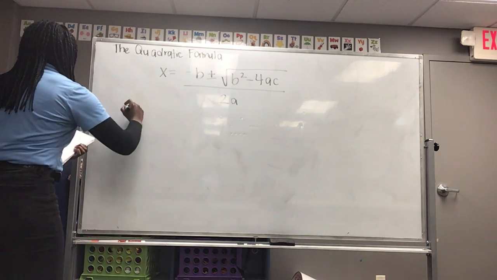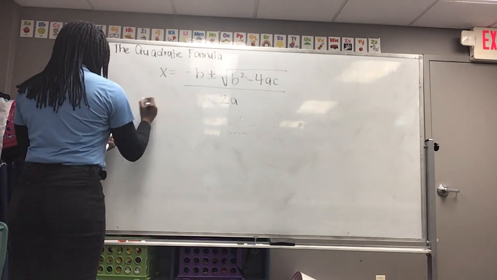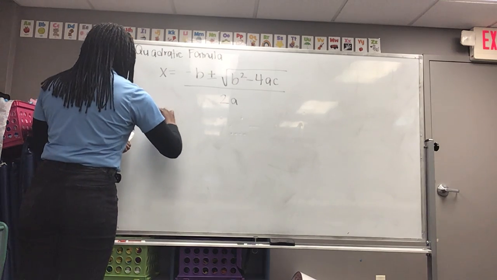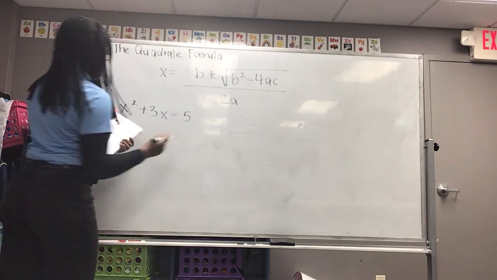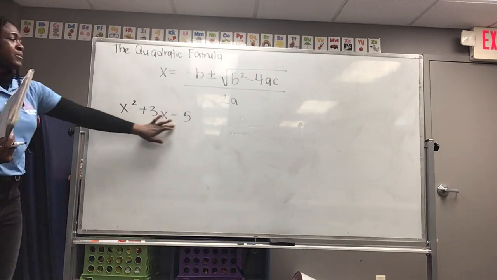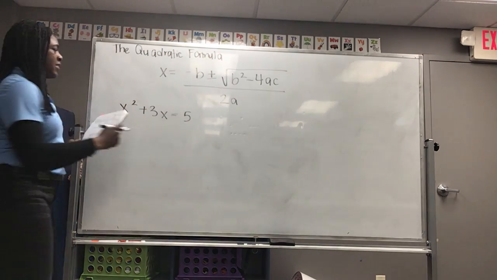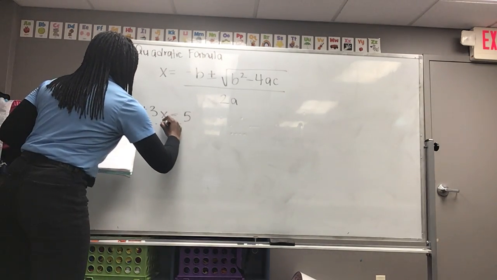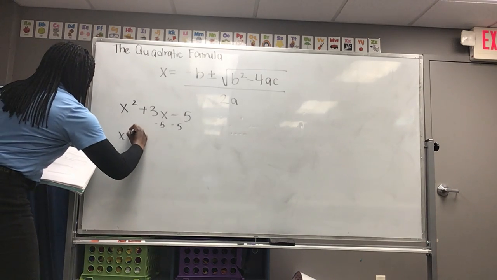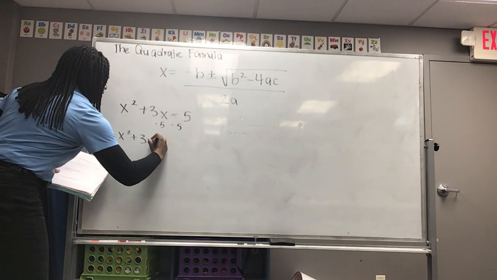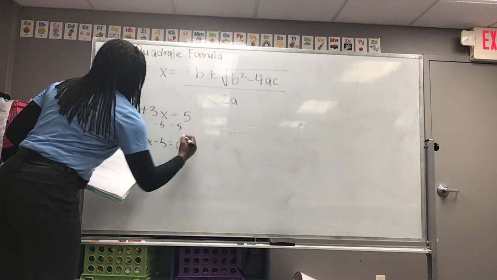So we'll do this one, x squared plus 3x equal to 5. Remember, we want all of our terms on one side and equals 0 on the other side. So I'm going to subtract 5 over real quick. Now my function is x squared plus 3x minus 5 is equal to 0.